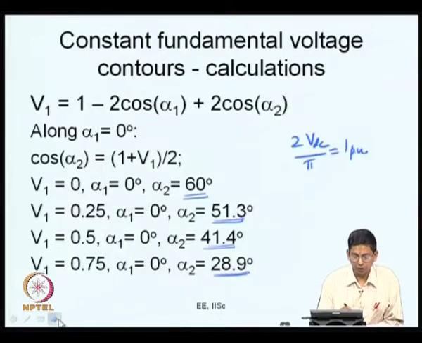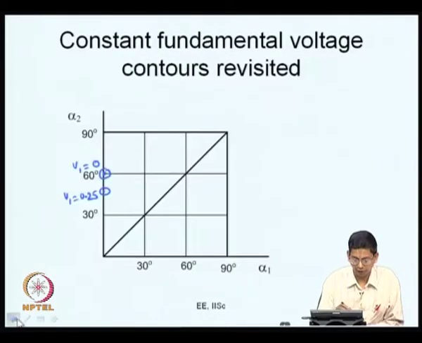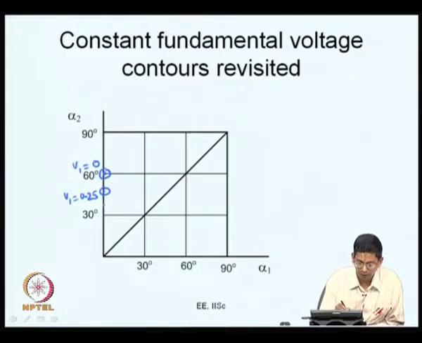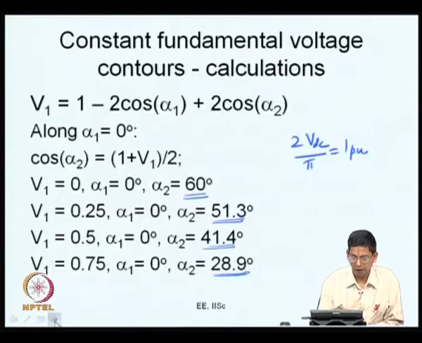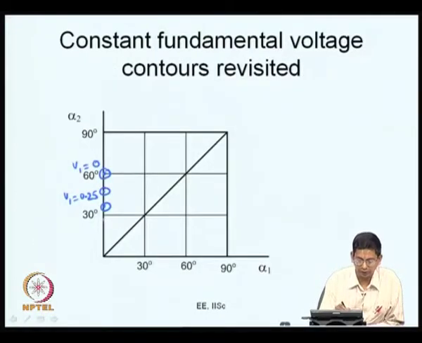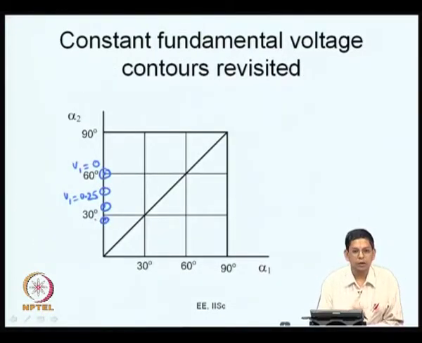And if I want V 1 is equal to 0.5, the angle is something like 41.4 degrees. So, the angle is 41.4, here, something like this. Again there are certain drawing inaccuracies. Anyway, this is 41.4. So, now you go to V 1 is equal to 0.75, it is a little lower than 30 degrees, that is 28.9, somewhere here. So, we know that these are the points for V 1 is equal to 0, 0.25, etc.